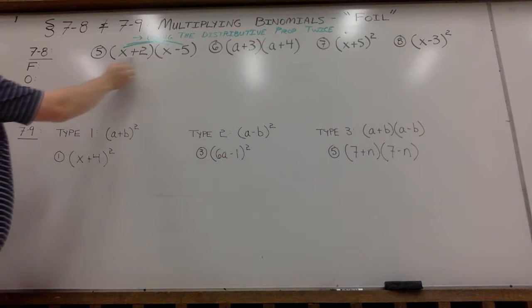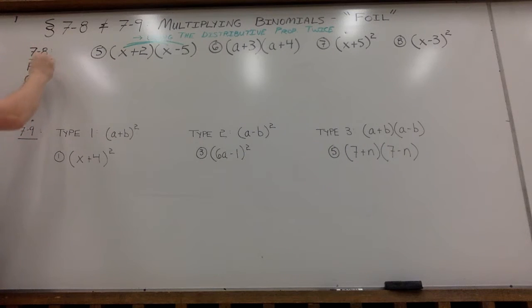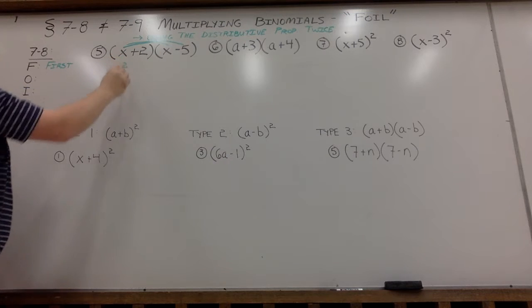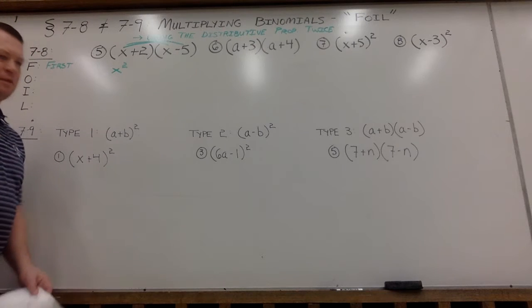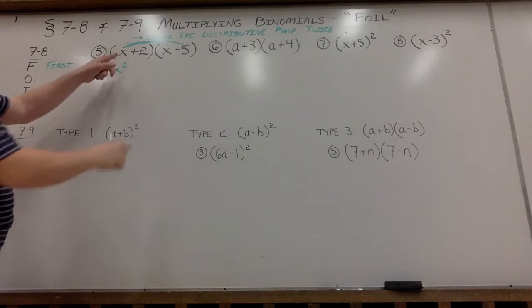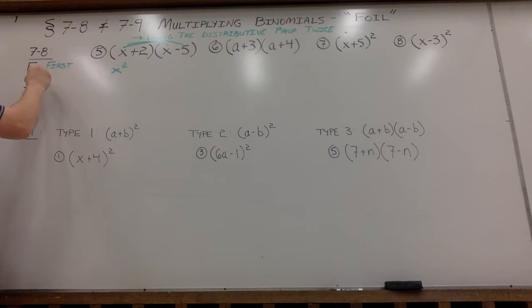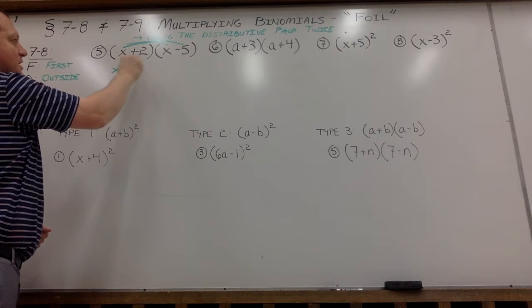So what x times x can be thought of as is I'm multiplying F, the first terms, together. So x times x is x squared. Next, I'm going to multiply the x and the negative 5 together. And if you think about location, the x and the negative 5 are the two terms that are furthest to the outside. So O in FOIL is I'm going to multiply my outside or outer terms together. x times negative 5 is negative 5x.